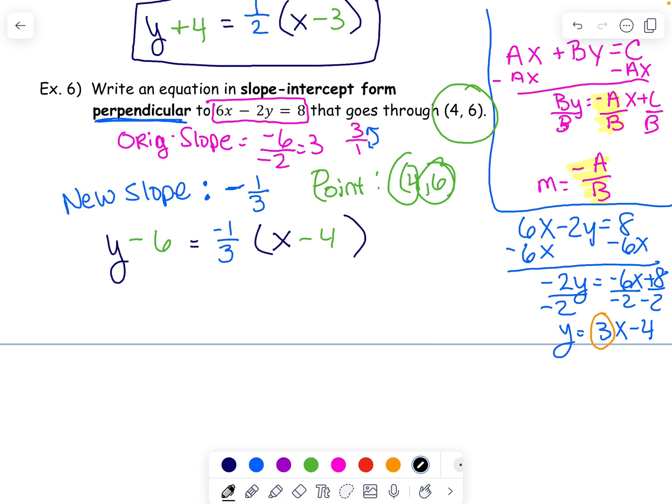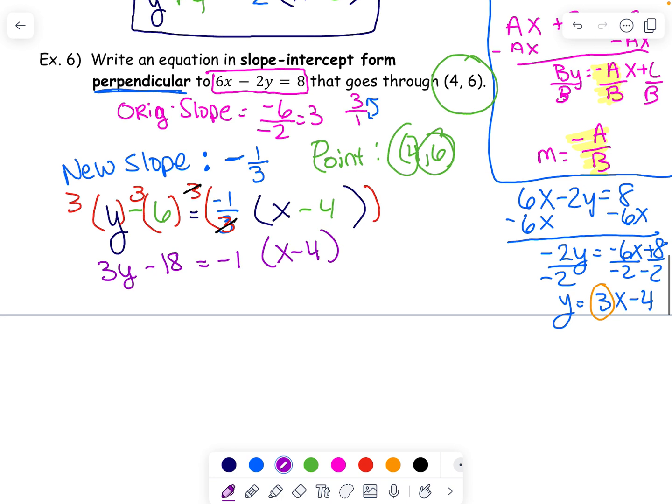Remember, we can actually just distribute this negative 1/3, but we don't really like fractions that much. And if you don't like fractions that much, we're going to go ahead and worry about that later. And so we'll multiply everything by 3 because there's a 3 on the bottom here. That gets rid of our fraction. So now we're going to end up with, let's use purple, 3y minus 18 is equal to negative 1 times x minus 4. Well, this is cool because now all I have to do is get y alone. So distribute the negative. Negative x plus 4 is equal to 3y minus 18.